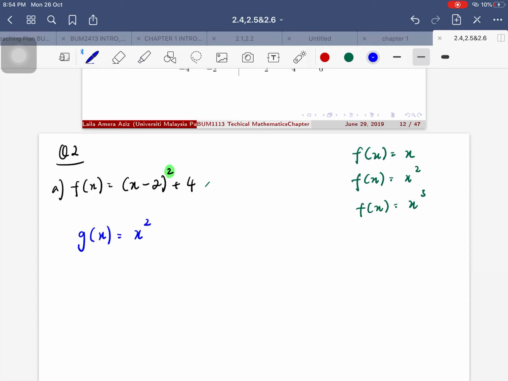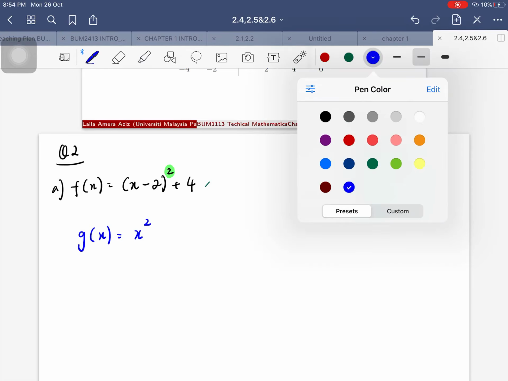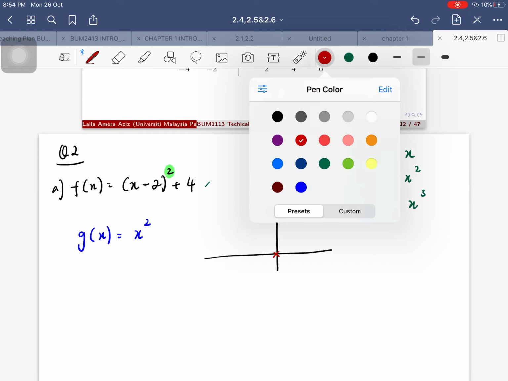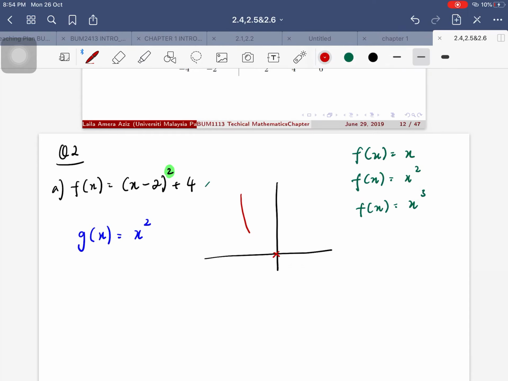Instead of f of x, let's suppose it's a function g of x. So g of x equals x squared. If I sketch this, it's a very simple function. For x squared, the minimum point is at (0, 0). So if I sketch it, it's going to look like this. That is my graph g of x equals x squared.